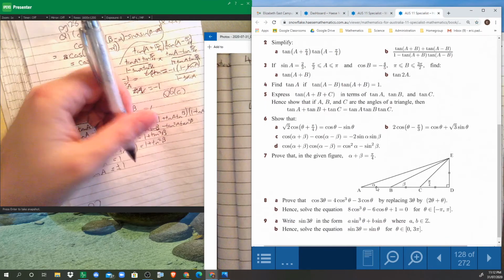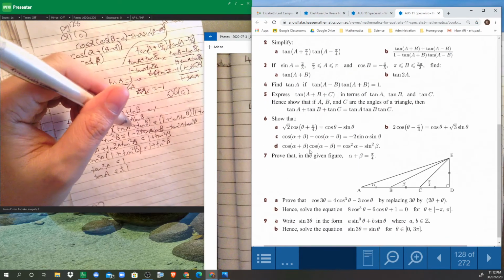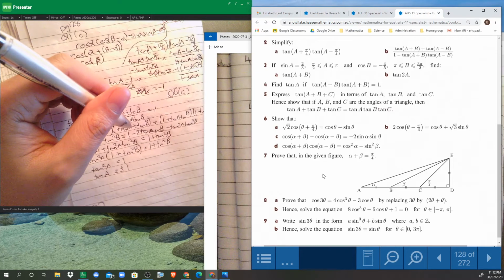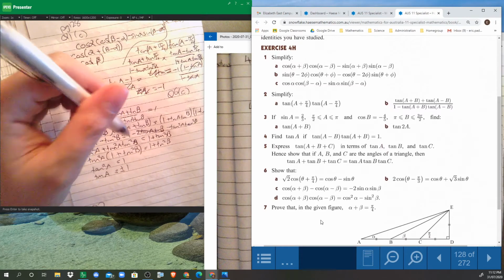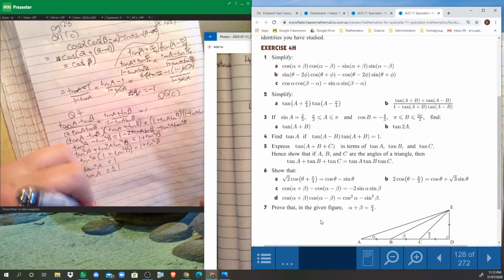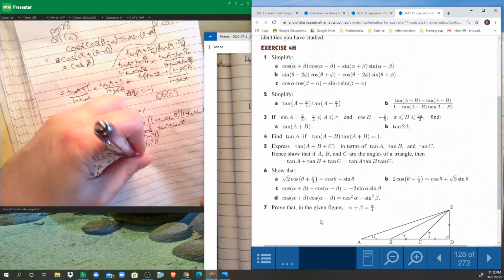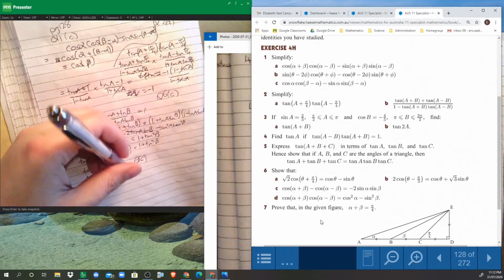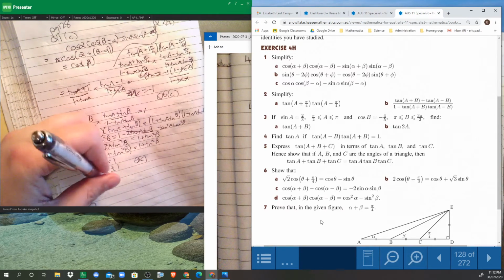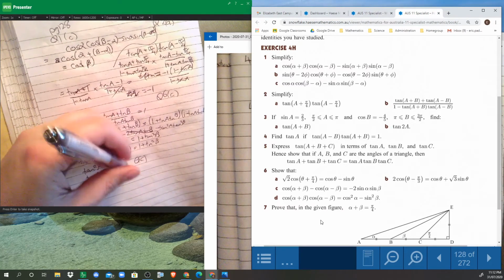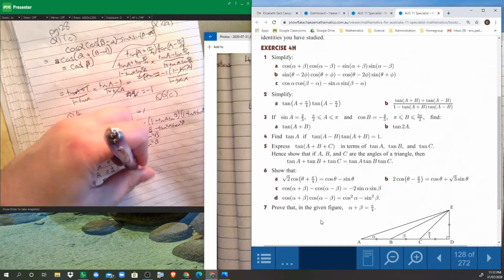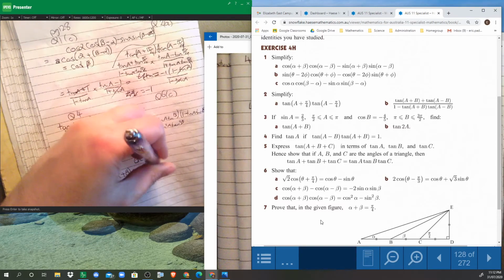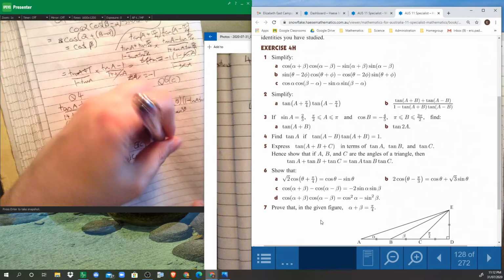So let's try some other ones. I said I'd do 6C. All right. 6C. Start with the left-hand side. Cosine alpha plus beta, cosine alpha minus beta. And let's go for that expansion.